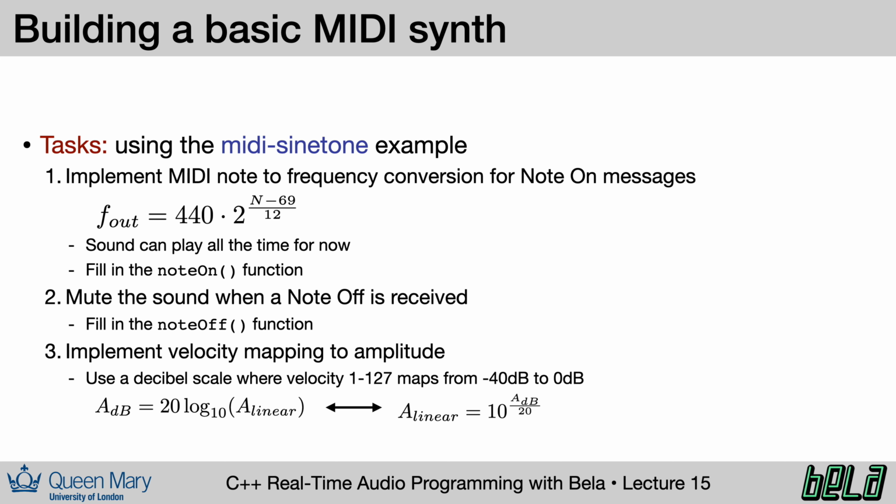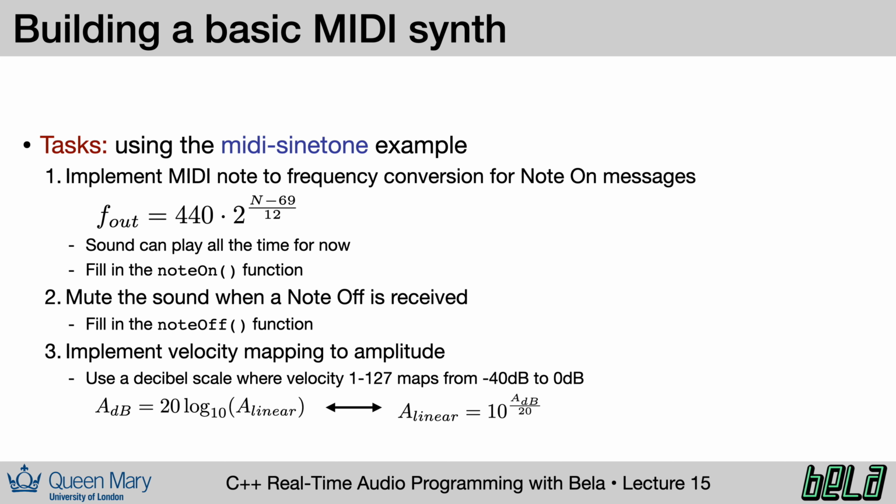There are 3 things you need to do. The first is that you need to implement the conversion between MIDI note number and frequency. This will happen inside of the function called note on. The second thing you need to do is you need the sound to stop when a note off message is released. This requires you to add some code inside the function called note off.